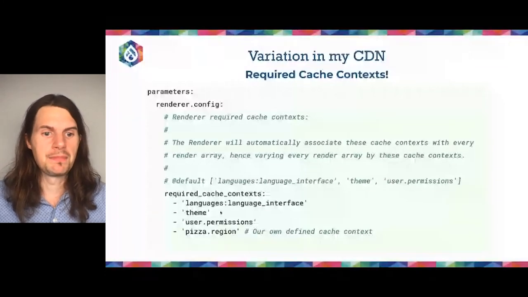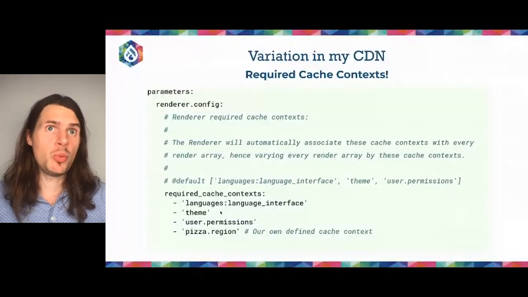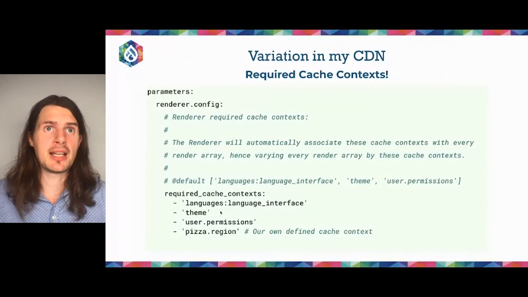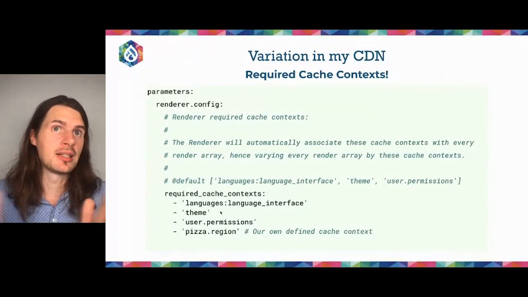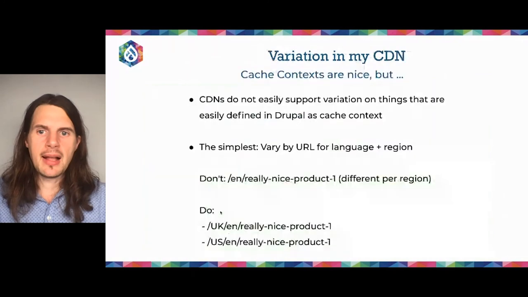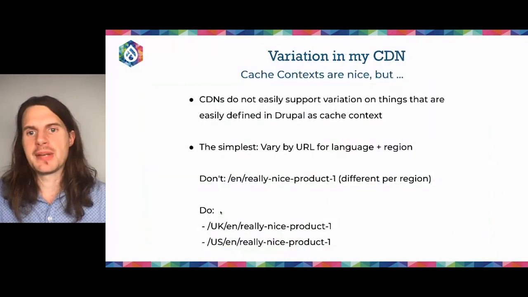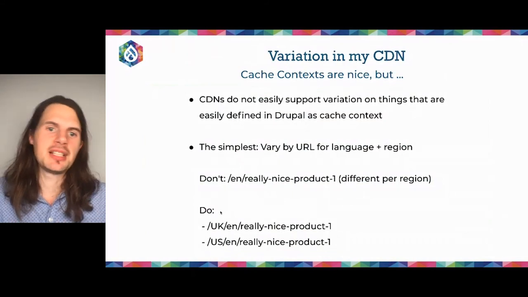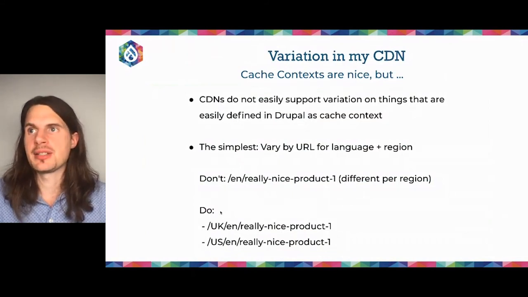So that's really nice. If I know which parts are only region specific, I can also just edit within the render chain where I know this context is needed. But if I want to be really sure, I just add it to that and call it a day. The problem is CDNs do not easily support variation on things that are so easy to make in Drupal as a cache context.